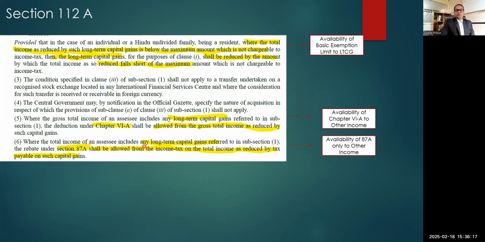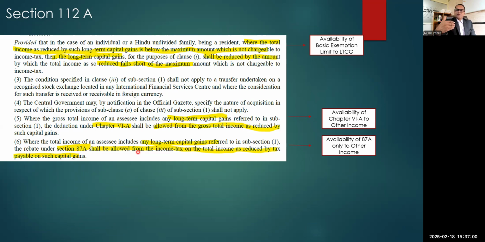Where the total income of an assessee includes any long-term capital gains referred to in subsection 1, the rebate under 87A shall be allowed from the income tax on the total income as reduced by tax payable on such capital gain. So the rebate is allowed only with respect to the tax which is calculated on the remaining total income other than the capital gains. But here there is no remaining total income, there is only capital gains. And that's the reason why rebate is not allowed.